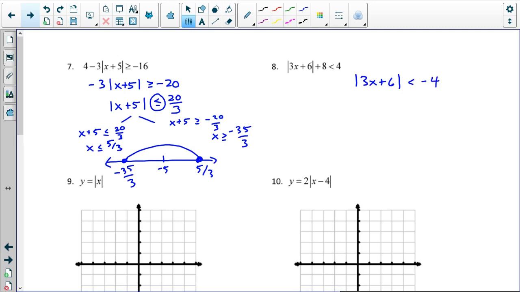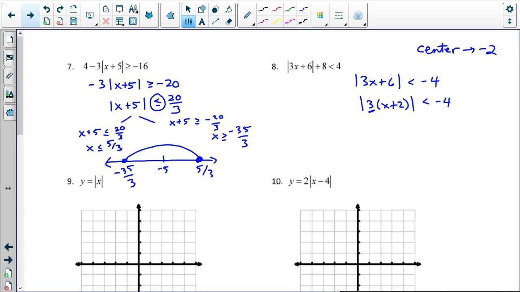Number 8, so I get the absolute value of 3x plus 6 is less than -4. I have two things that are going on here. First, I need to figure out what the center is. My center is actually not 6. My center is 2. And so what you have to do is kind of understand that in this problem, I have 3 times the absolute value of x plus 2, or I'm sorry, 3 times x plus 2. So my center, in this case, is actually -2. It is not -6.